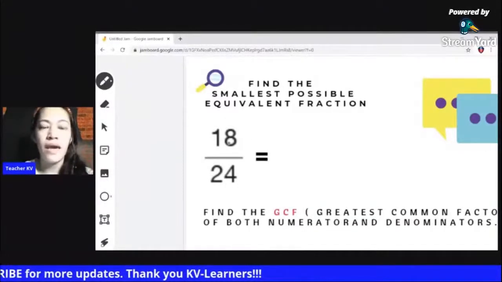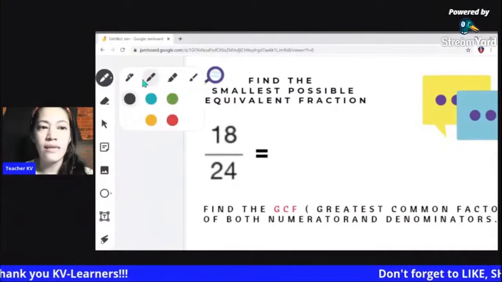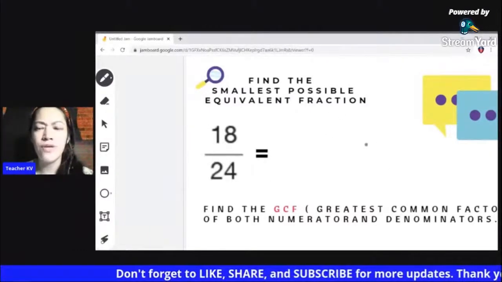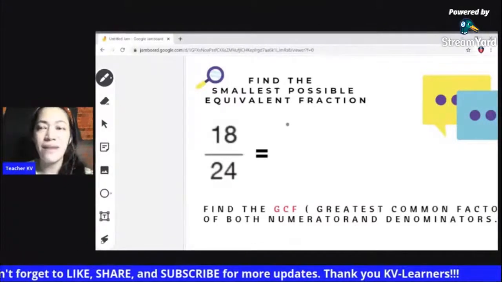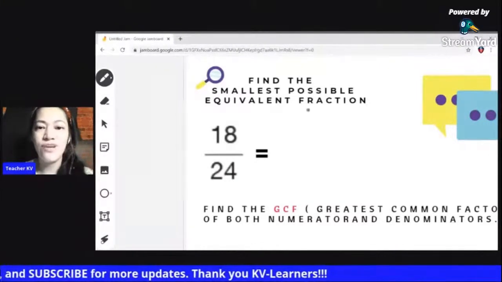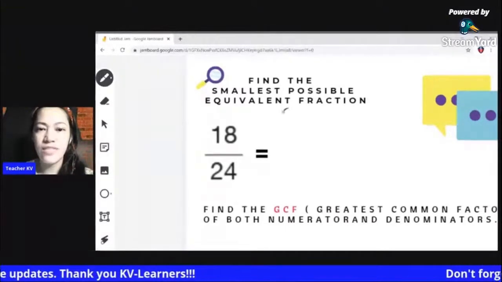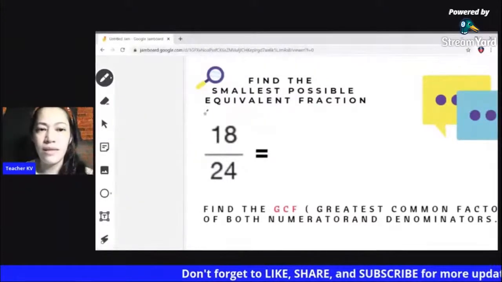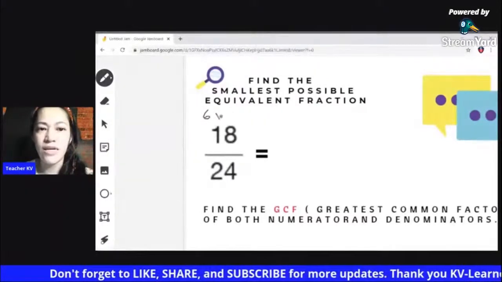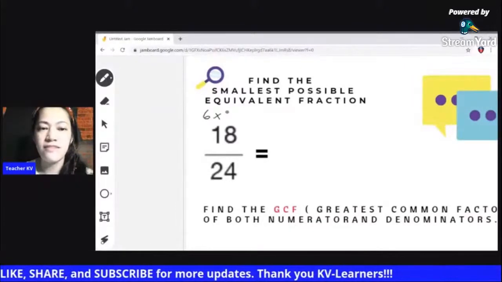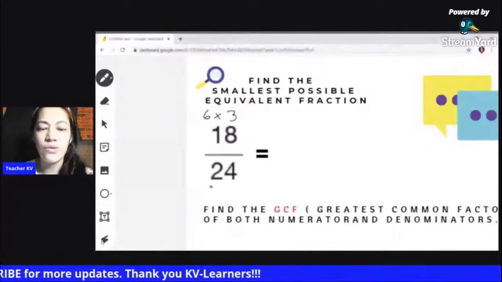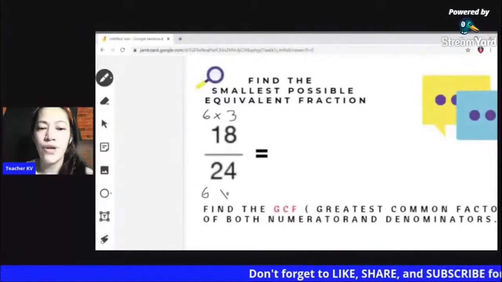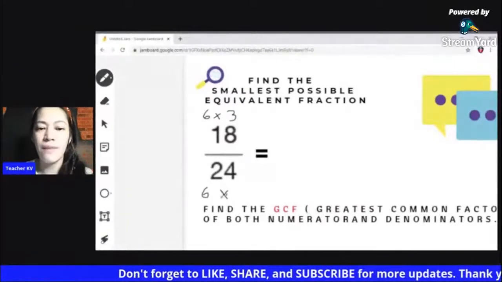Okay, so we all know that 18 has a factor of 6 times 3, right? Which is 18. So, the 6, let me write it here first. We know that the factors of 18 are 6 times 3. Then 24 is 6 times 4. So, now we will get their prime factors.